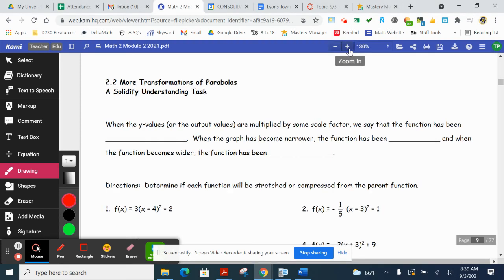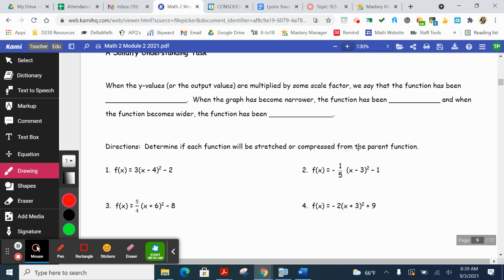All right. That's why I wanted to use today a little bit to go over the tests and everything, because this is largely the same, except we're going to add some fancier words. So it says when the y values or your output values are multiplied by some scale factor, we say that that function has been. So here's what this is now getting at.